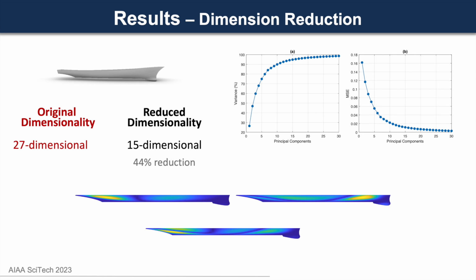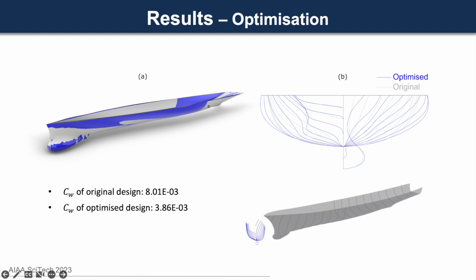And here you can see the first three eigenvectors. With this, you can see that most of the modifications in the design take place at the front and at the back end of the ship. So once we achieved our reduced 15-dimensional design space, we ran Bayesian optimization with Gaussian process regression, and without going into the details, at the end of the optimization, we achieved a significantly better performance.